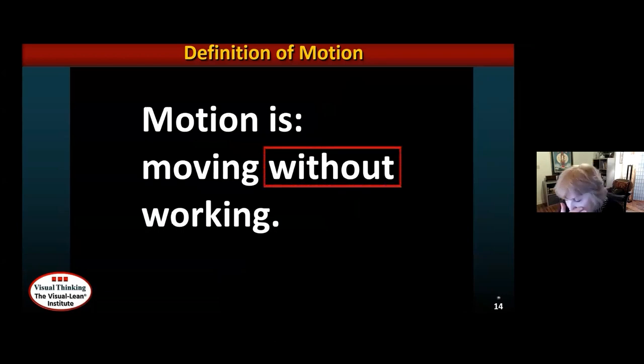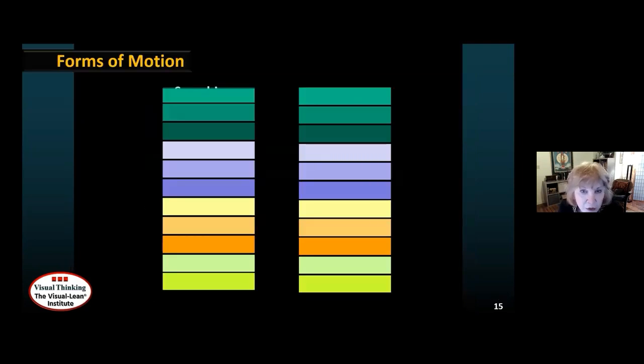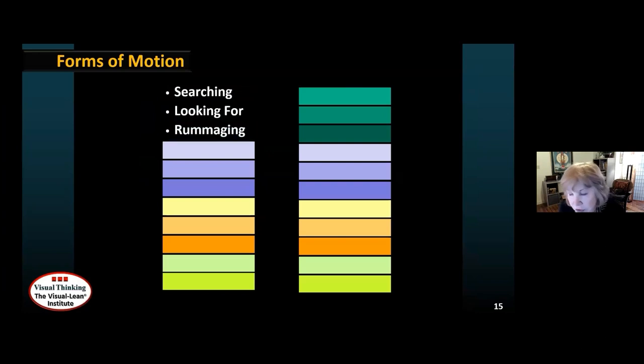He created that definition when he saw a machine working and the man wasn't. He got really irritated. Ono was a very irritable man. It was what made him aggressively great, sort of like Shingo was. He was my sensei for a number of years. He was irritable. He didn't need to know your name. He didn't need to know anything except what he wanted to say. And he was brilliant. Motion, moving without working. Here are the forms of motion.